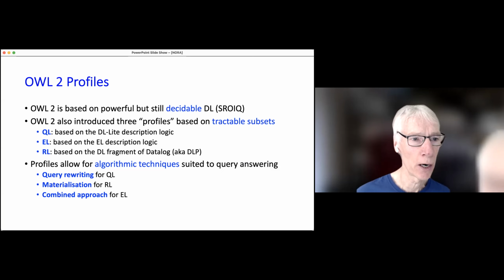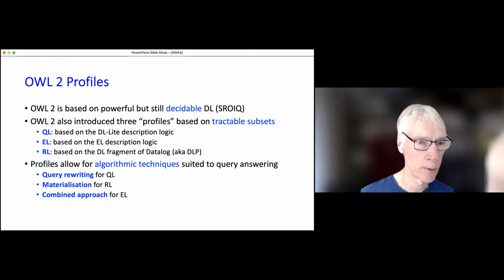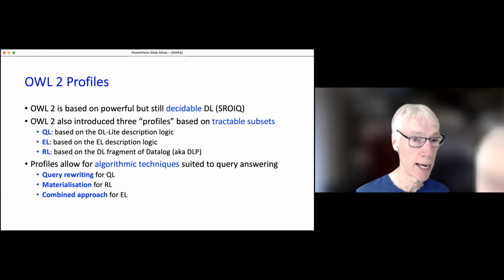So 3 profiles were introduced. One was called QL, and this was based on the DL Lite description logic. One was called OWL 2 EL, which was based on the EL description logic. And the third one is RL, which is based on a fragment of description logic that's actually the intersection between description logic and Datalog. So what you can represent in this language is exactly the sentences that you can represent in both Datalog and description logic.